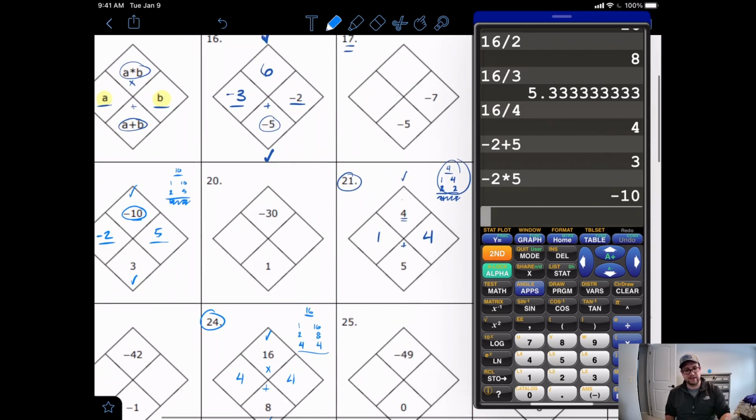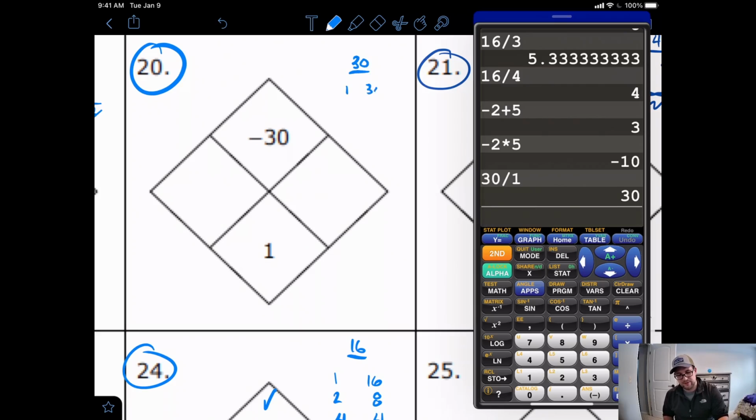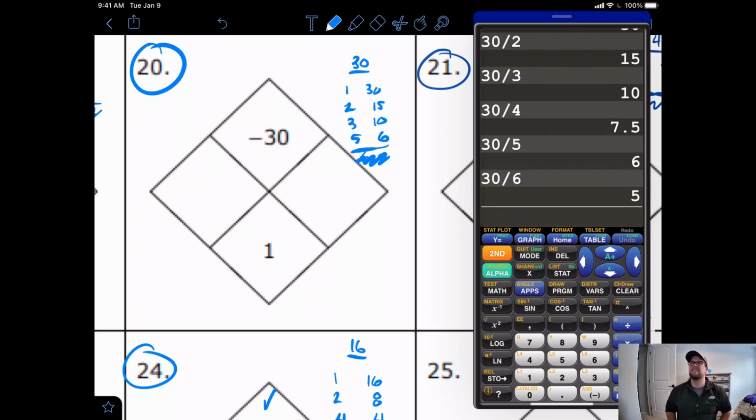Let's do another one like that. How about problem number 20? Now 30 is our number, so we're going to start our list with 30. So 30 divided by 1 is 30. 30 divided by 2 is 15. 30 divided by 3 is 10. 30 divided by 4 doesn't work. 30 divided by 5 is 6. And then 30 divided by 6 is 5. So this was our repeat, so we don't need to go any further.